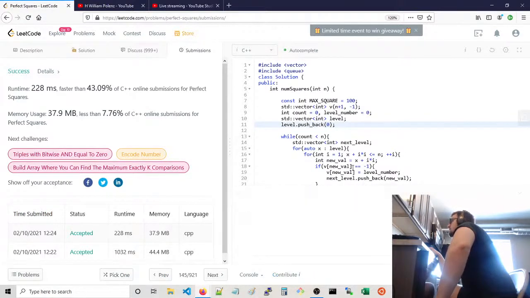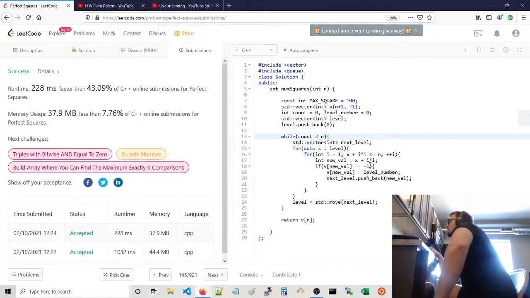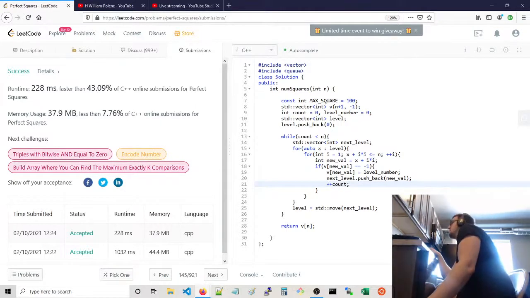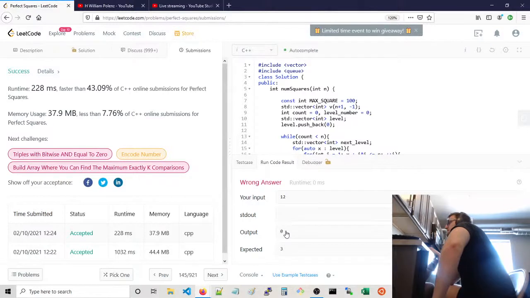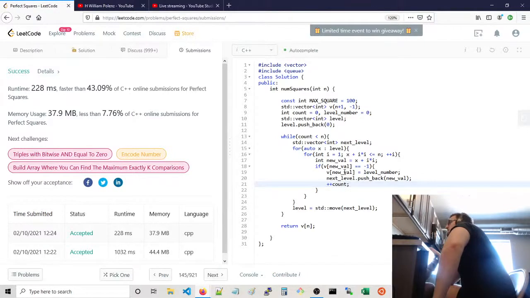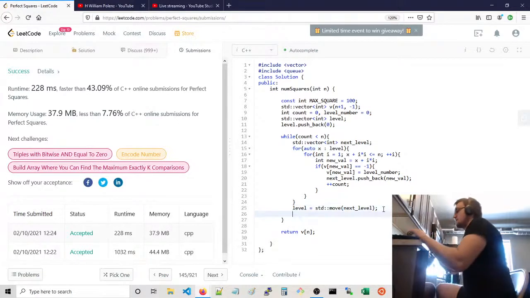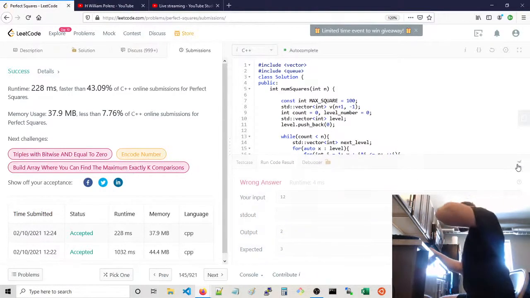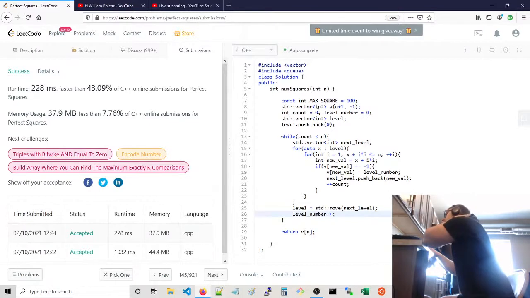Time limit exceeded, okay. Oh, and we're supposed to increment the count. I forgot about that. Wrong answer, output 0. And I made one more mistake, which I forgot. The level number increases as well. Forgot about that. I guess initially it's 1 then.